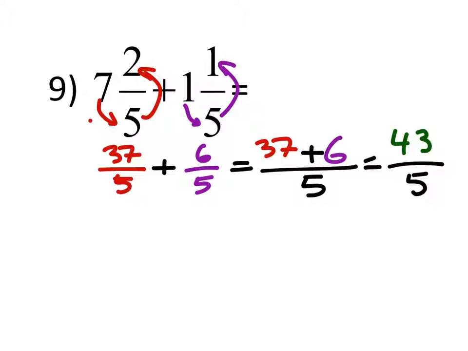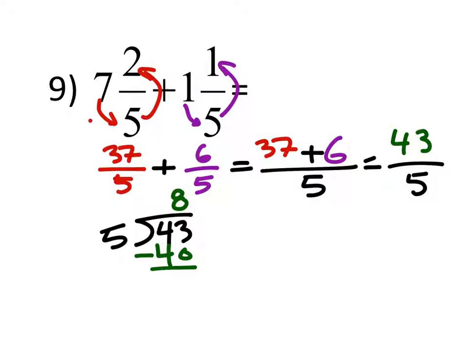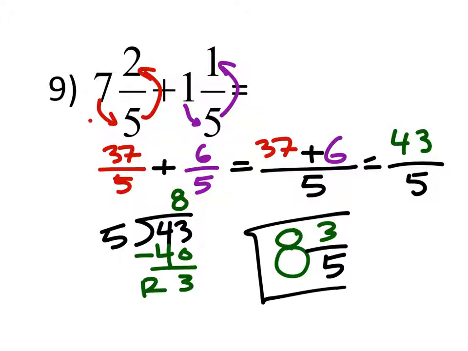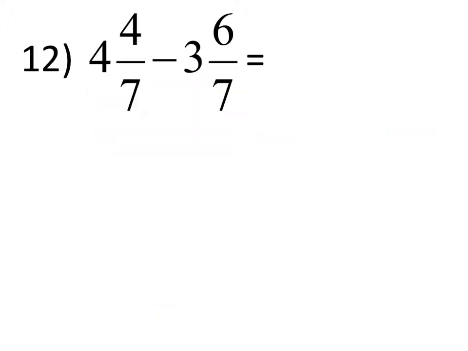fifths. And we can divide those, 43 divided by 5. So that would be 8. 40 leaves us with 3. So I end up with 8, I'm sorry, yeah, 8 with a remainder of 3 fifths. That's as low as it goes. Nice.